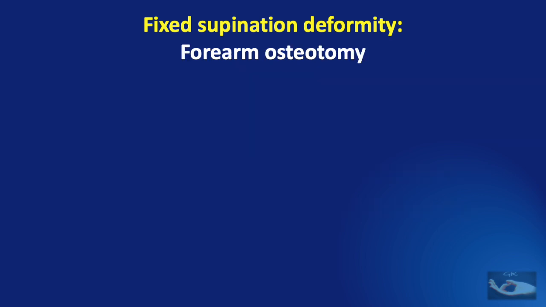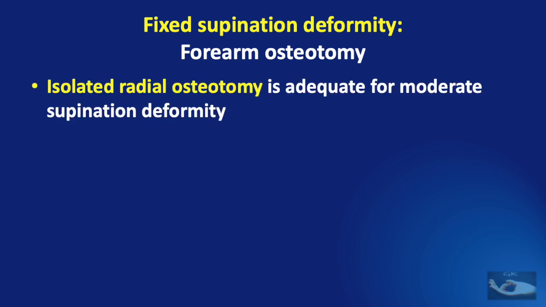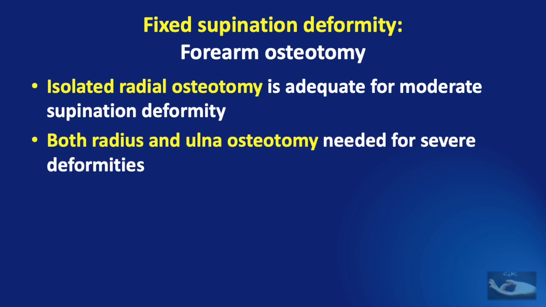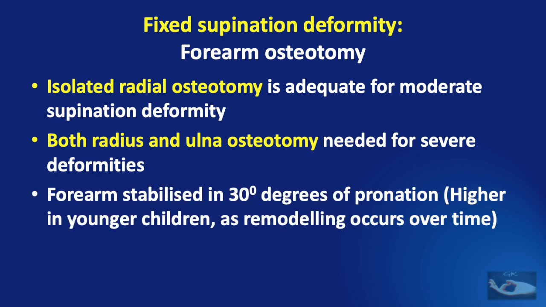If the stiffness of the supination deformity is very severe, an osteotomy of the forearm bone or bones needs to be done to correct the deformity and get back passive pronation. An isolated radius osteotomy is adequate for moderate supination deformity, but both the radius and ulnar osteotomies need to be done for severe deformities. The forearm needs to be stabilized in 30 degrees of pronation after the procedure, and this must be higher in younger children as remodeling occurs over time.